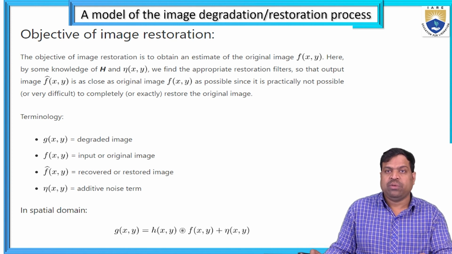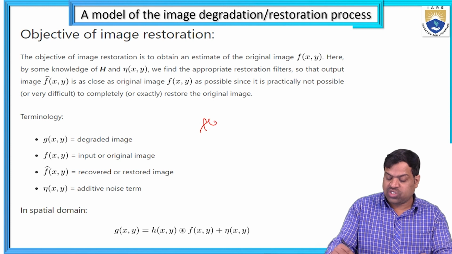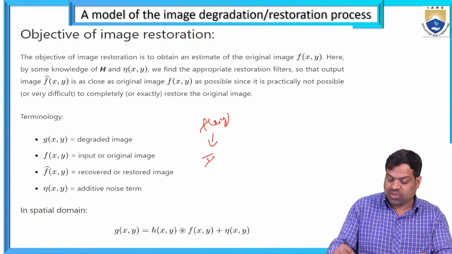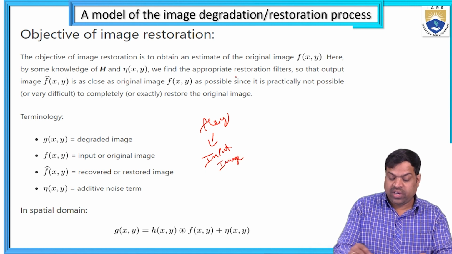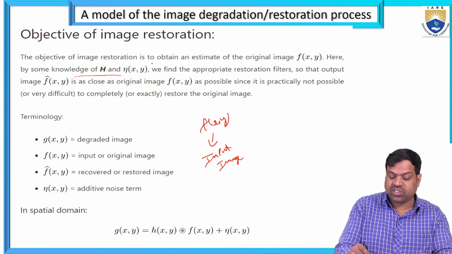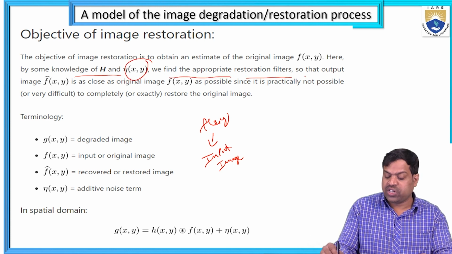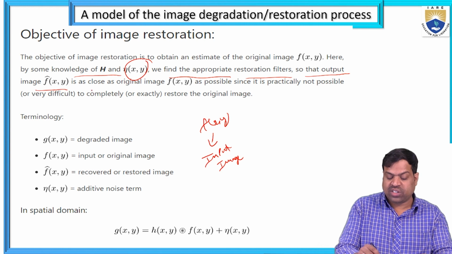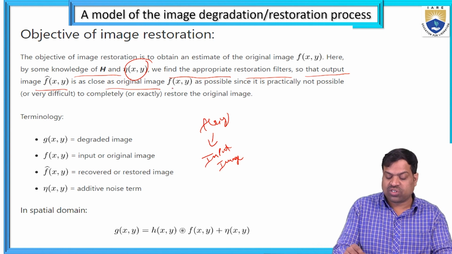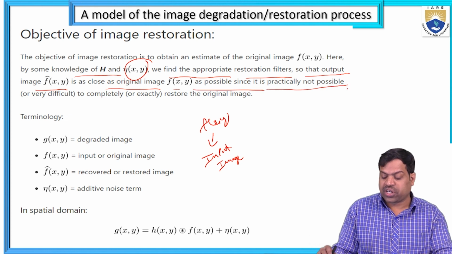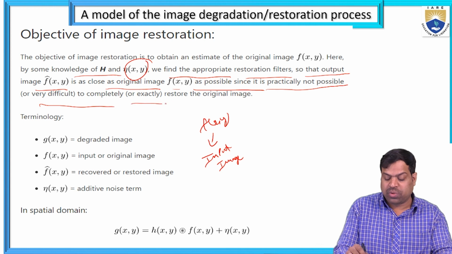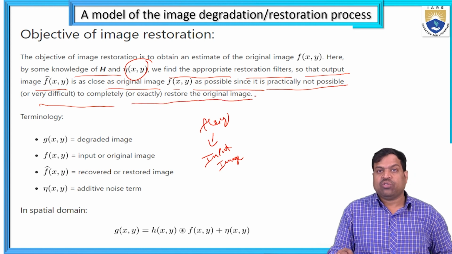The objective of image restoration is to obtain an estimate of the original image f of x, y. The original image is the input image. Here, using some knowledge of capital H and nu of x, y, we find the appropriate restoration function so that the output image f dash of x, y is as close as possible to the original image f of x, y, since it is practically very difficult, because of the complexity, to restore the original image exactly.